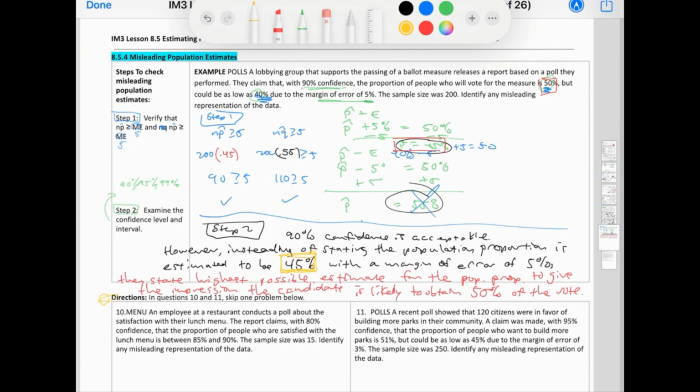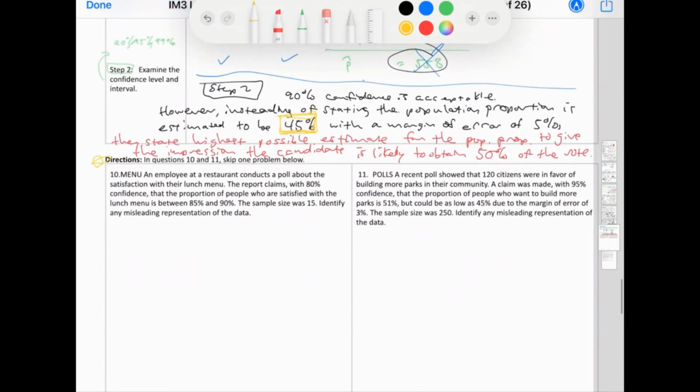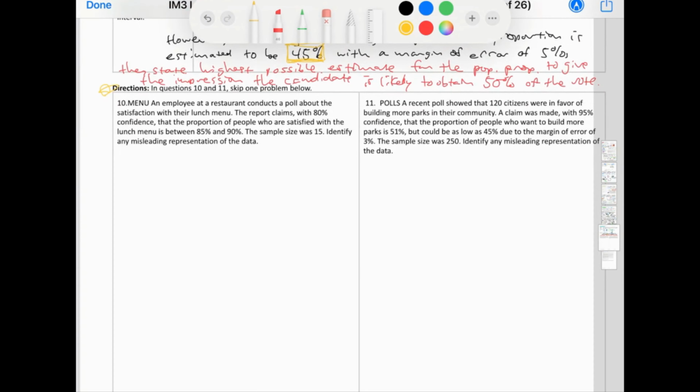Okay, directions. In questions 10 and 11, skip one problem below. If you want to see me do it with you step by step, then go ahead and just press play.